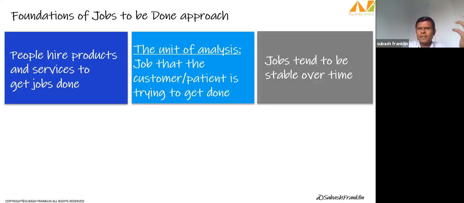The third thing is jobs. Once you identify certain jobs, they tend to be stable. They don't change over a short period of time, and I'm going to show you an example of it.